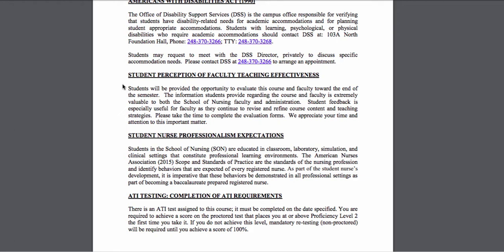ATI testing, we'll talk about this in Part B. You'll become more familiar with ATI testing as you enter the program because they have them set throughout certain nursing courses, and you have to meet certain proficiency levels, or you retest essentially. But a lot of times you'll get remediation materials that will help you go over the content a little bit more. We'll go through this in Part B.